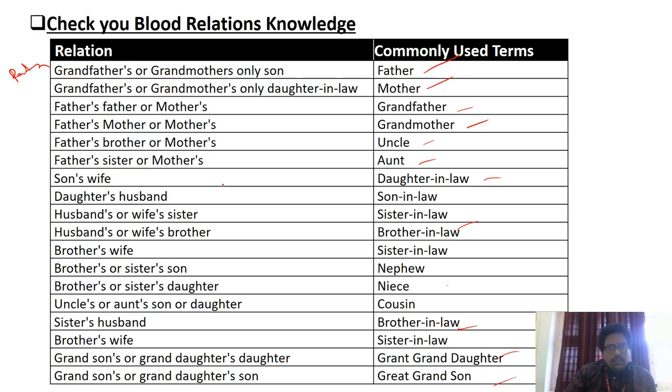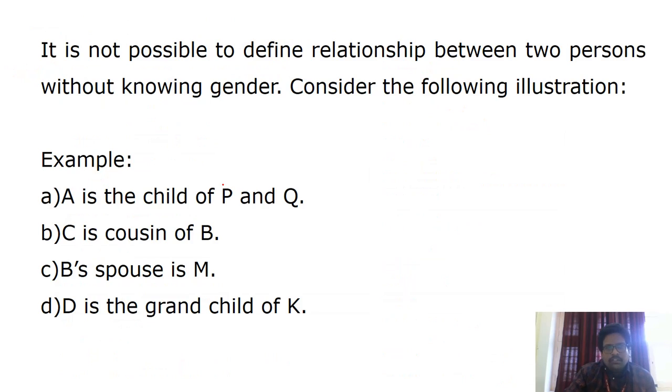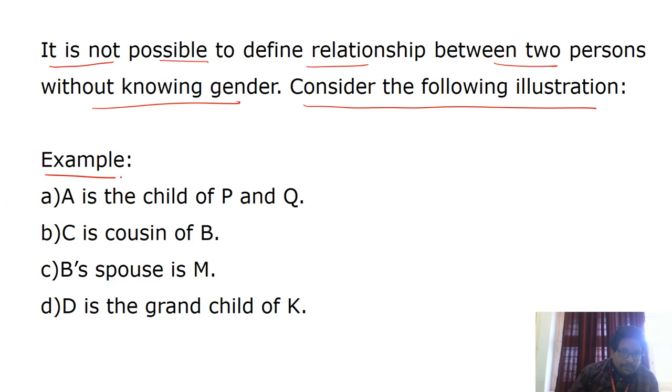But what if the questions are clumsy? What do you mean by clumsy? Don't worry, I'll come to that. Now, hope you are clear with this. Let us go further. Clumsy in the sense that the questions are interlinked, with big relations. For example, it is not possible to define the relation between two persons without knowing the gender. I've already answered this. Now consider the following instruction. This is one of the tips for you to understand this kind of thing. A is a child of P and Q. So who is the father of A?